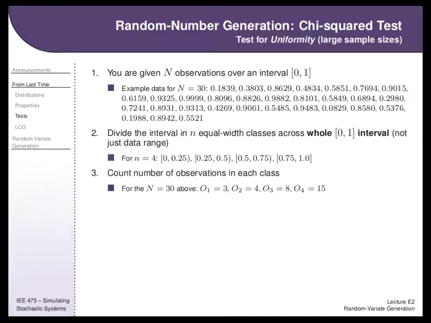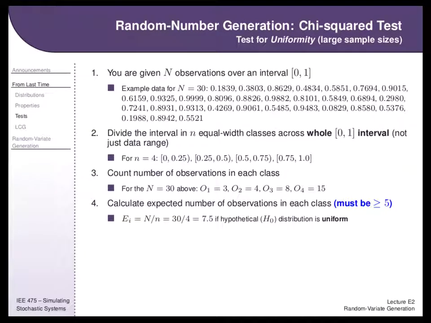The next step is to count the number of observations in each class. I can go through these 30, and I'll find 3 in this subinterval, 4 in this subinterval, 8 in this subinterval, 15 in this subinterval. Already this is a flag; it doesn't pass the eye test. This is way too many in this interval here. Now that could just have happened by chance, but to me, it looks like this is probably not going to turn out well for this pseudo-random number generator.